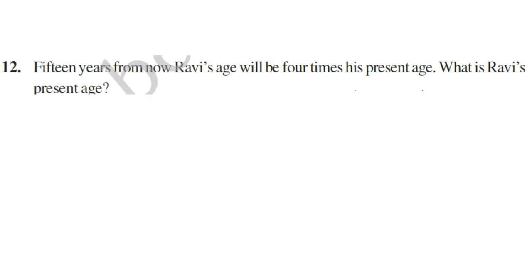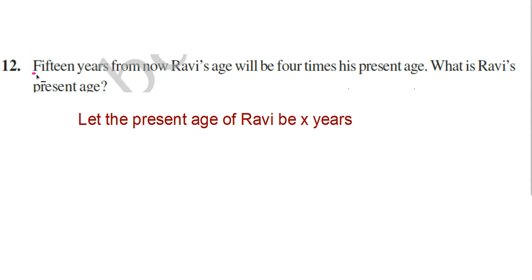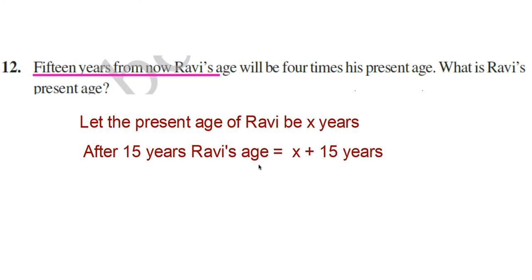Here is question number 12. 15 years from now, Ravi's age will be 4 times his present age. What is Ravi's present age? Let Ravi's present age be x. Now, the condition is given that 15 years from now, Ravi's age. 15 years from now means after 15 years. Present age is x. Then what will be the age after 15 years? After 15 years, Ravi's age is equal to x plus 15 years.